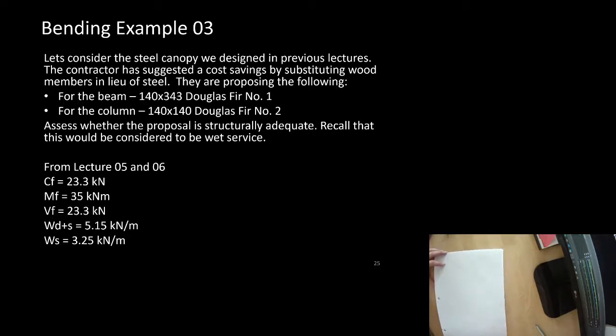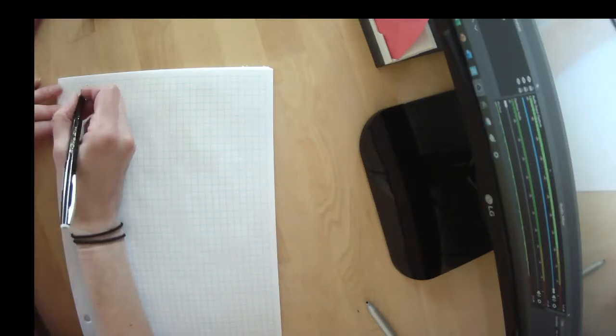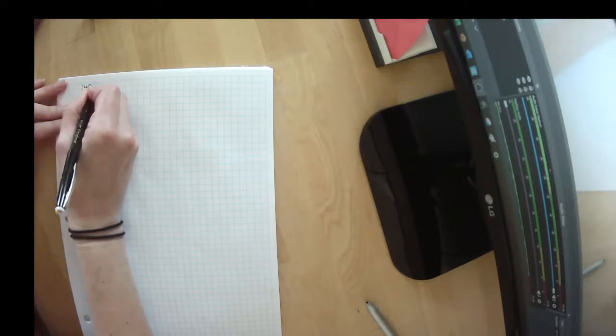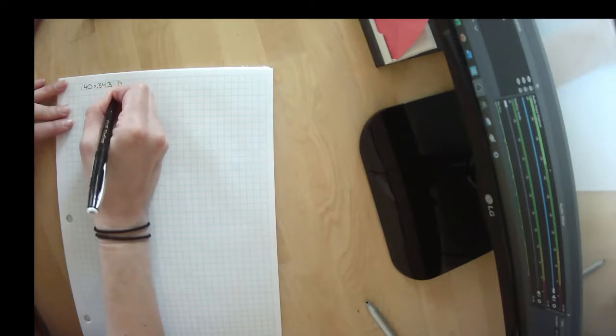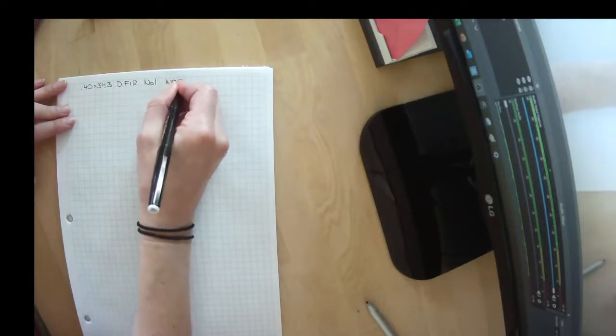So from the steel design, there's already some things that we know. We already know our Mf is 35 kilonewton meters, and we know our Vf, our maximum Vf, is 23.3. And we know our serviceability line loads. So let's start thinking about everything that we need to figure out. What we want to figure out is, does a 140 by 343 Douglas fir number 1 work?